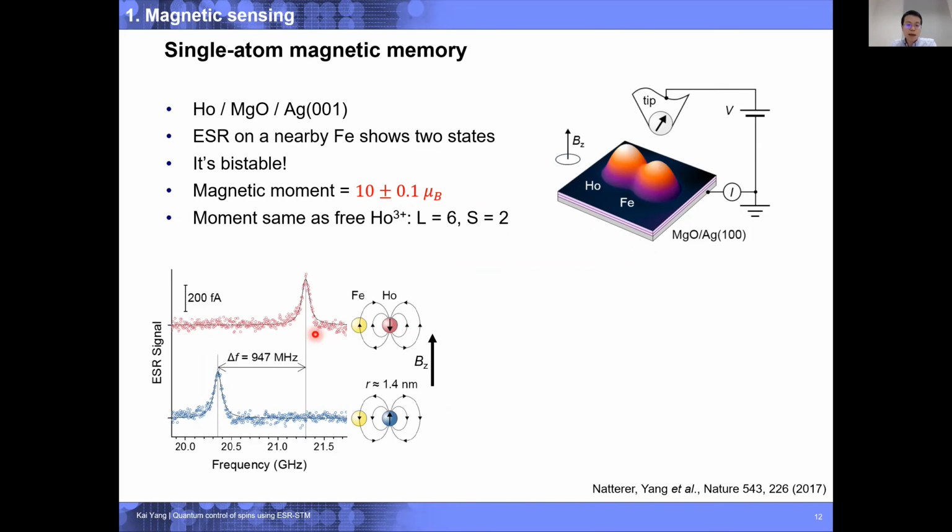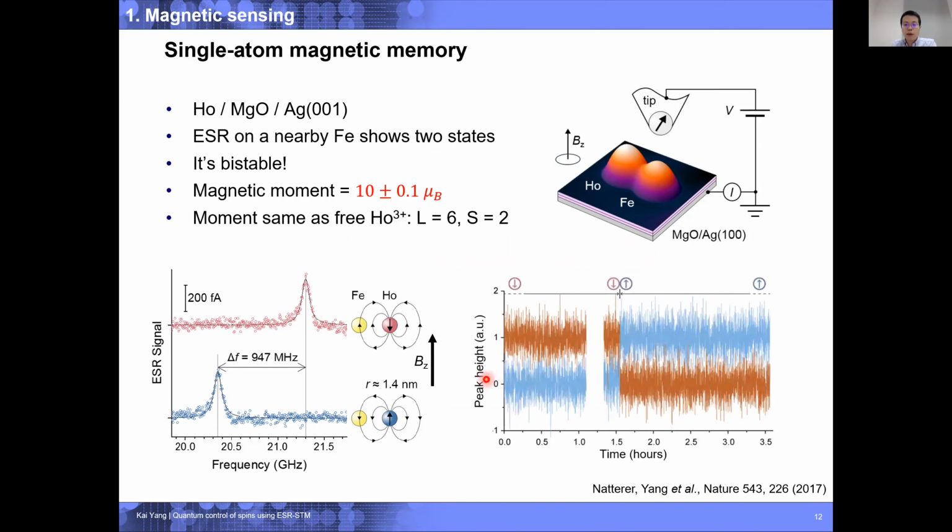This means by monitoring the ESR peak position of the iron, we can monitor the magnetic switching of the holmium with respect to time.